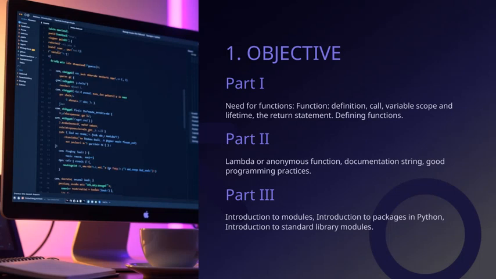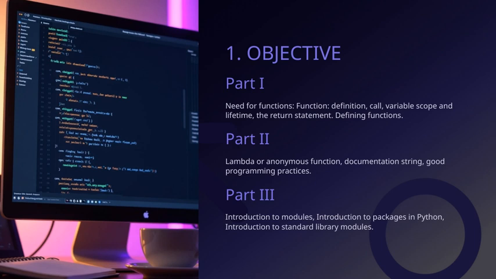effectively. Today, we're diving into the core concepts of functions and modules in Python, which are essential for writing clean, efficient, and reusable code. First, we'll explore the need for functions, starting with their definition and how to call them. We'll look at how variables behave within functions, what we call scope, and how long they live, their lifetime. We'll also discuss the return statement, which allows functions to send back results to the caller. Understanding how to define functions properly is fundamental to structuring our programs effectively.